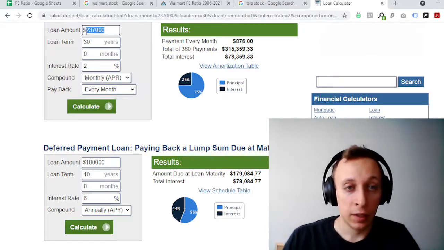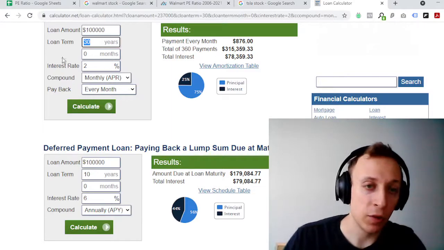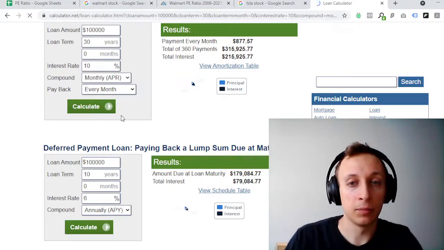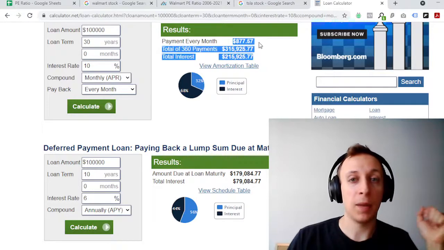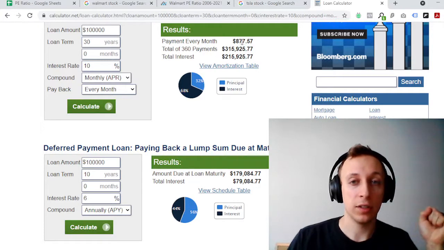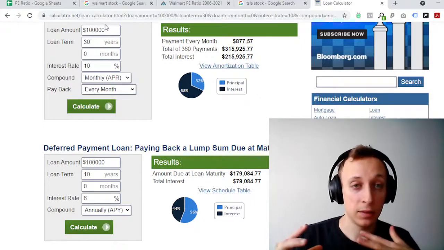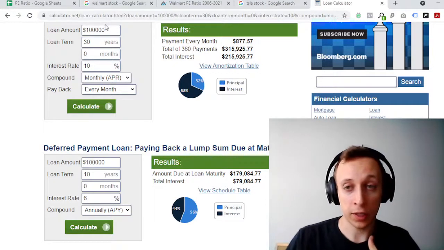So let's say you're buying a property, and let's say you didn't have to put any money down. You have a 30-year loan and a 10% interest rate. Again, this is not today, but at one time interest rates were in the 10%. You can see here your monthly payment would be $877.57. Let's say suddenly something happens and interest rates fall from 10% to 2%.